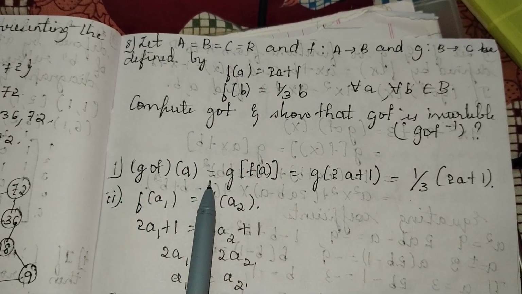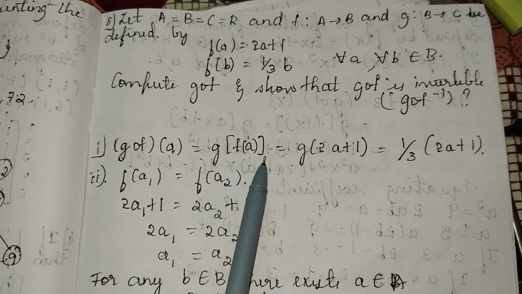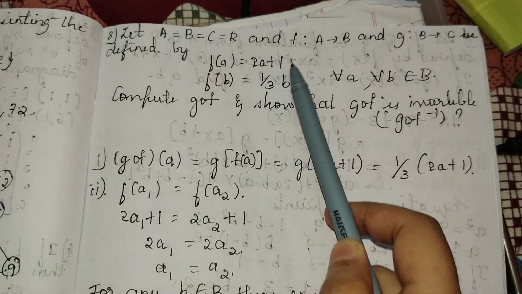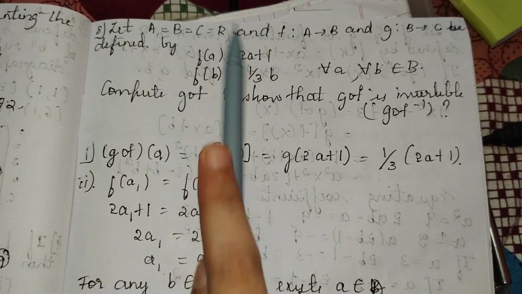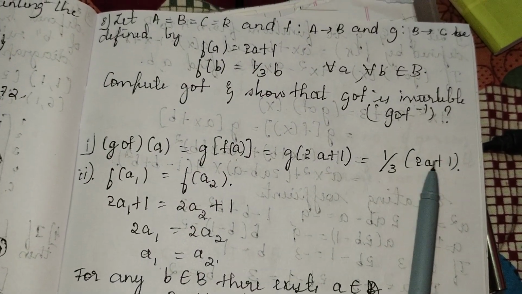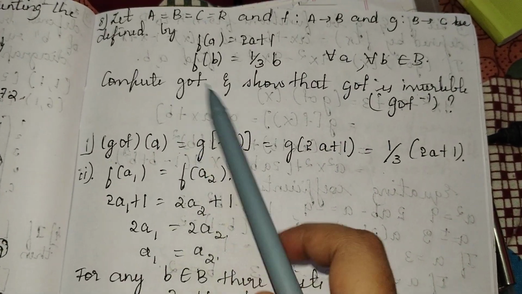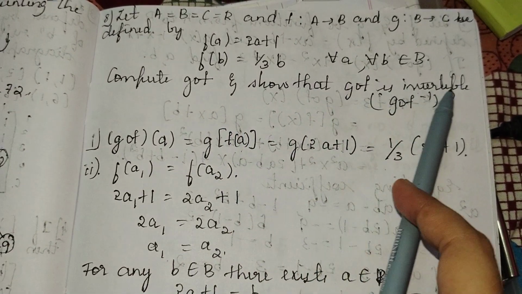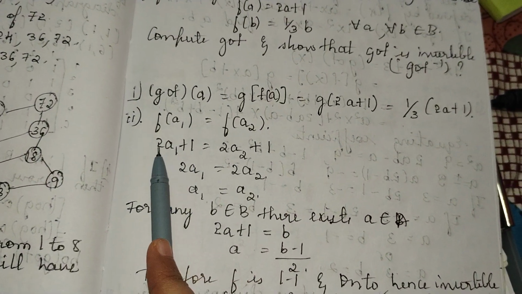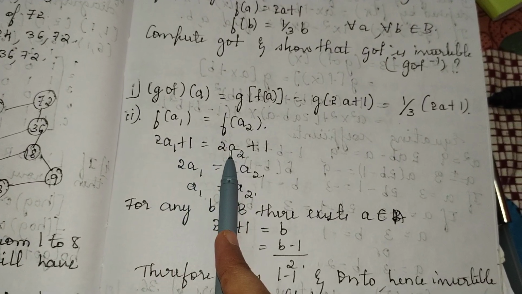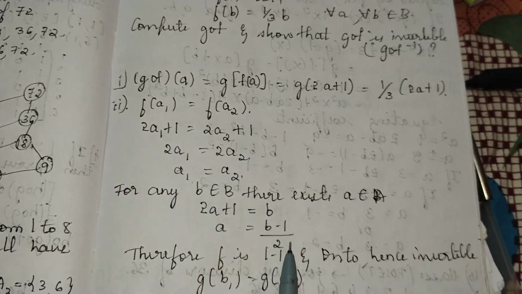So GOF of A is nothing but G of f of A. This is the standard formula. And value of f of A is 2A plus 1, which must be equal to f of B, because they have told A is equal to B here. So we'll compute this to be equal. Write this much, you'll get 1 mark. Then in the second part they have told to show that GOF is invertible. In order to show it as invertible, consider this to be 2A1 plus 1 and this is 2A2 plus 1. Now finally you will get A1 equal to A2.